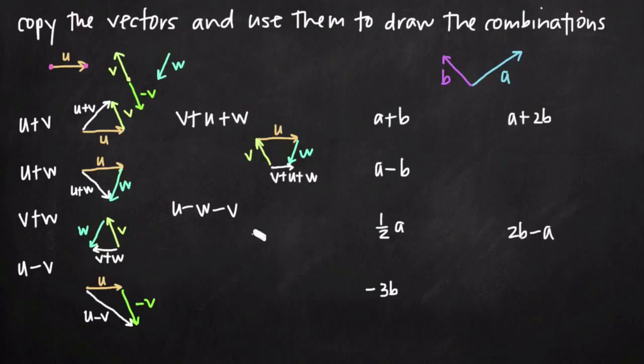Now u minus w minus v. We should be starting to get the hang of it at this point. We're going to say u like this. Now minus w, let's do that in a similar color here. Negative w, again, exact opposite direction, but same magnitude. So maybe about like this will be negative w. So let's go ahead and draw negative w like this, negative w. And then we have negative v. Well, remember we already drew negative v. We know what that looks like there. So negative v is maybe going to be about like this, negative v.